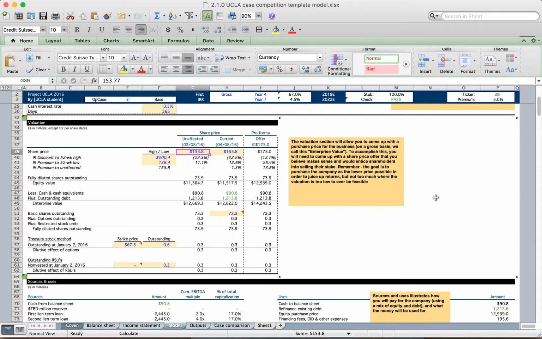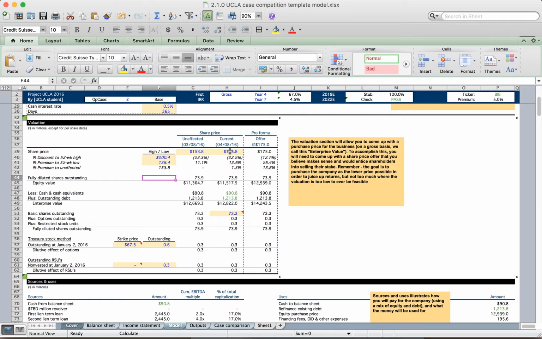But I would look at what similar companies have sold for in a buyout situation, and make sure that your percent premium to their unaffected share price, or their current share price, is large enough that the current shareholders will agree to a sale.